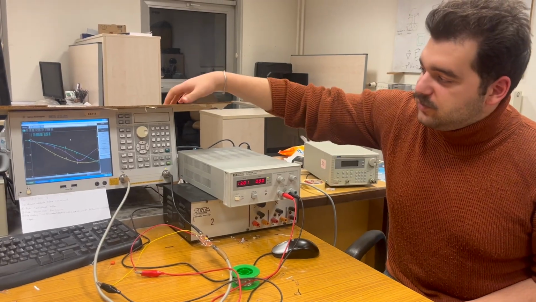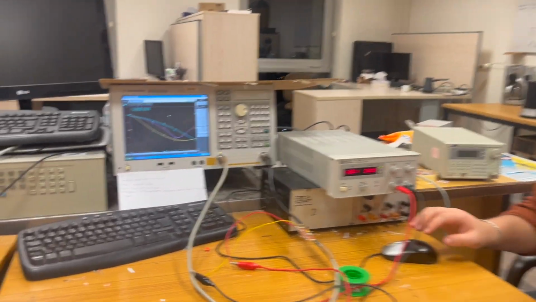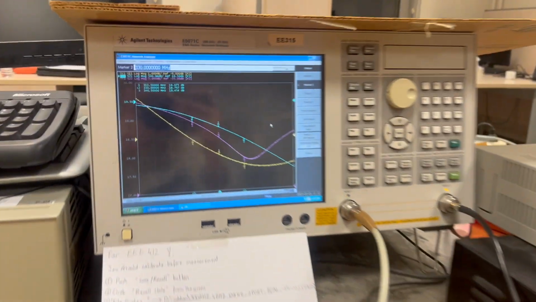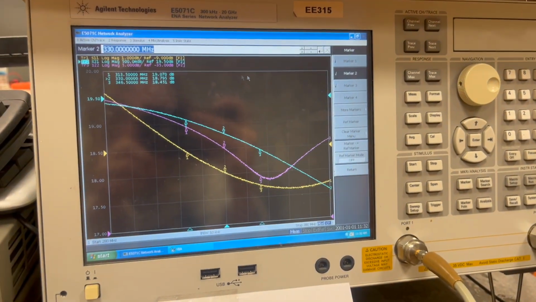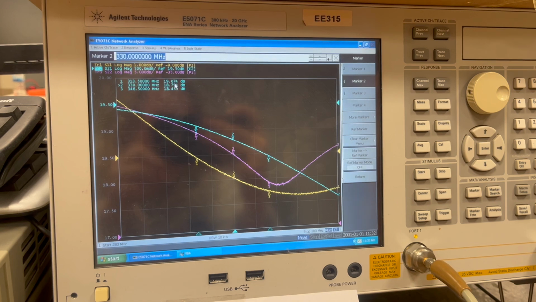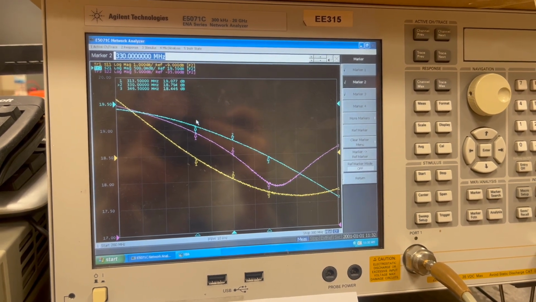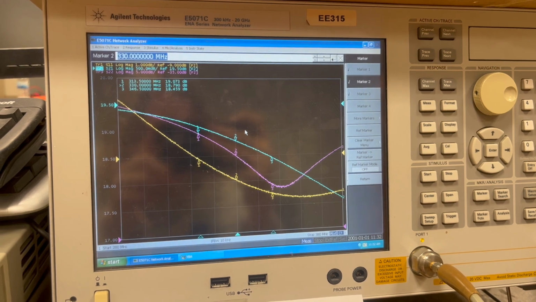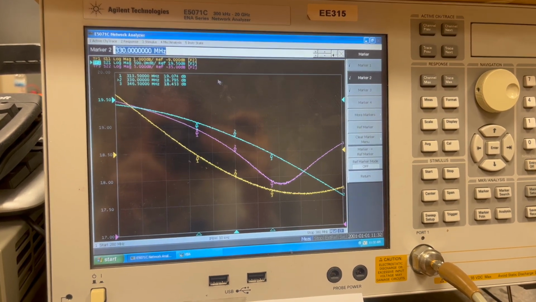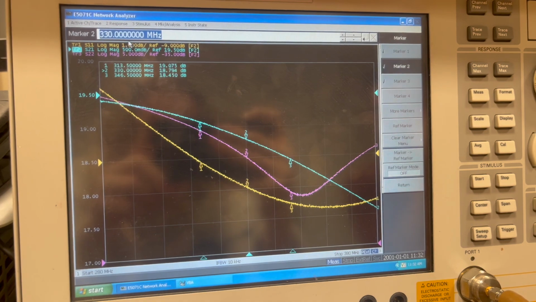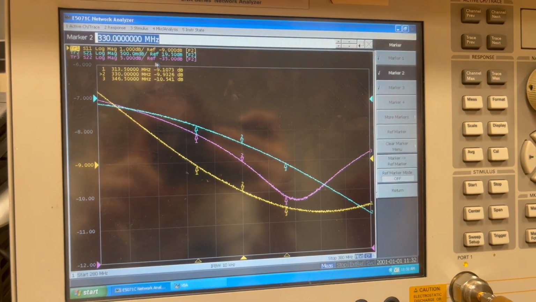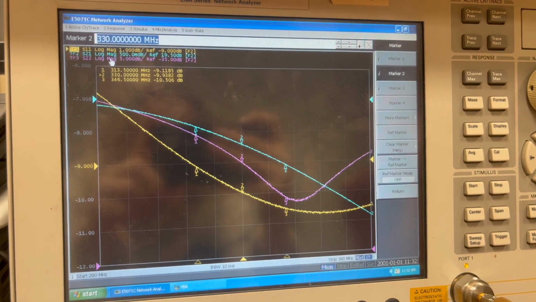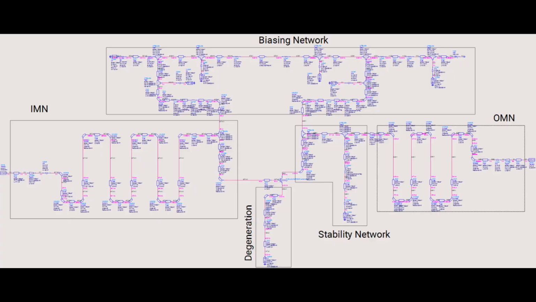Okay, these are the S parameter measurements of my circuit. I connected my circuit to a network analyzer. The S parameters are shown here. Marker 1 is on the low cutoff frequency, marker 3 is on the high cutoff frequency, and marker 2 is on the center frequency. These are the gains. The input reflection coefficients are these ones, and the output reflection coefficients are these ones.